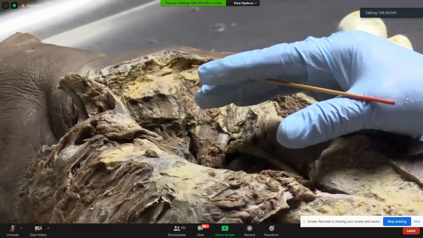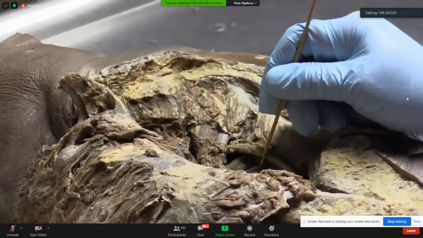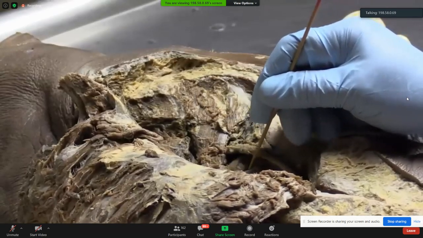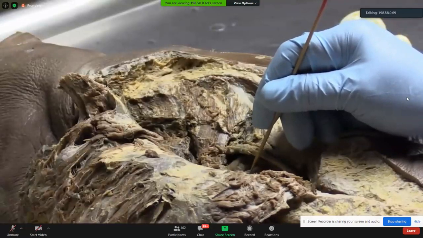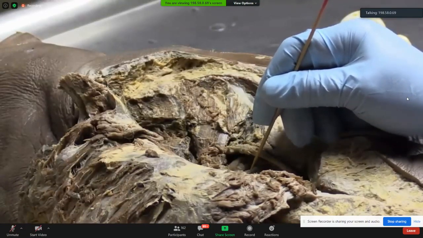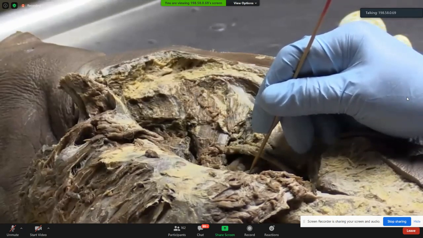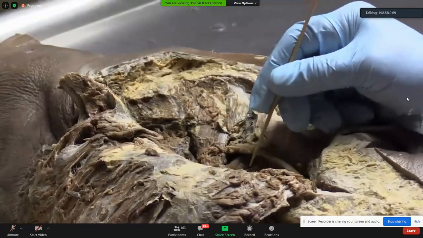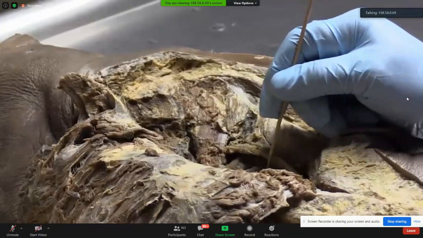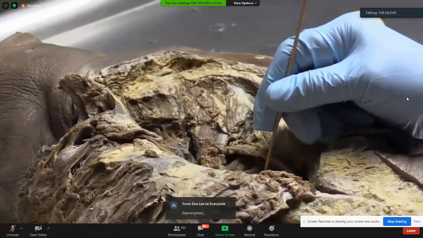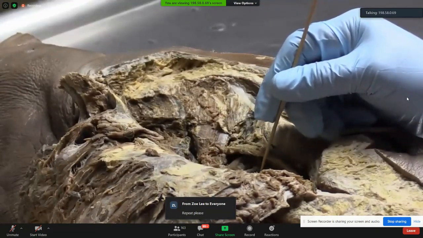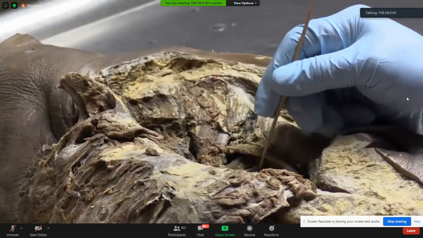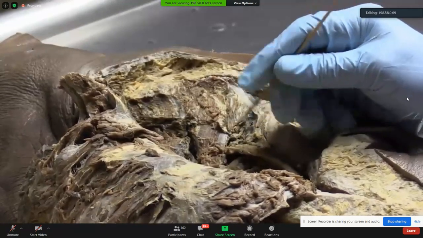Now, the root values of the obturator internus are also the root values of the superior gluteal nerve, which is L4, L5, S1. Okay? The nerve supply to the quadratus femoris, if I'm not mistaken, is usually L5, S1. Okay?